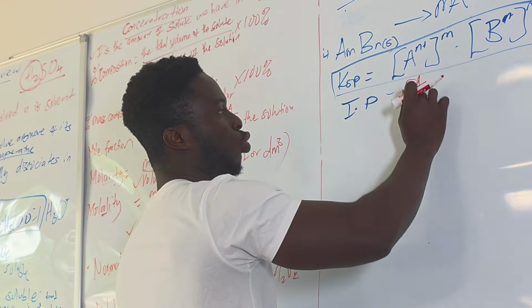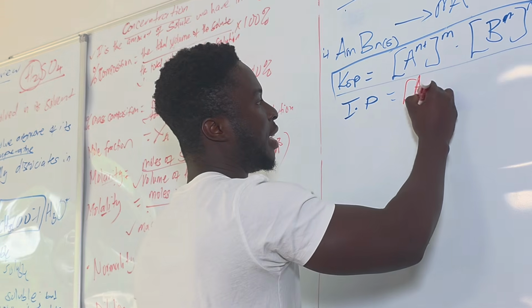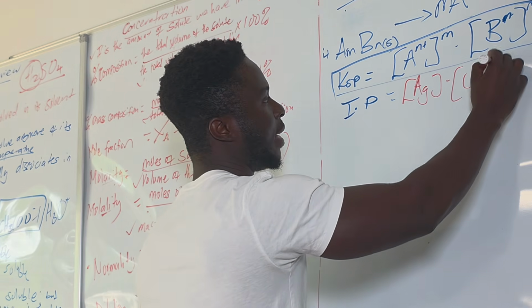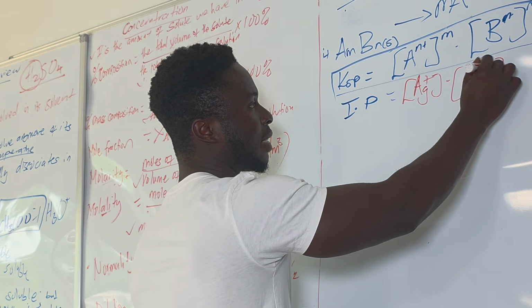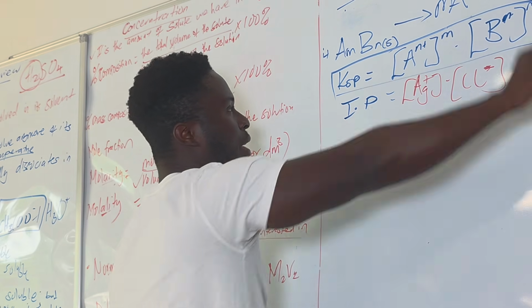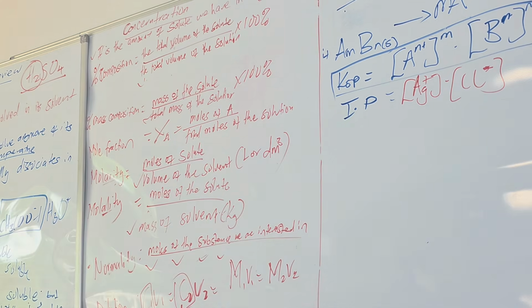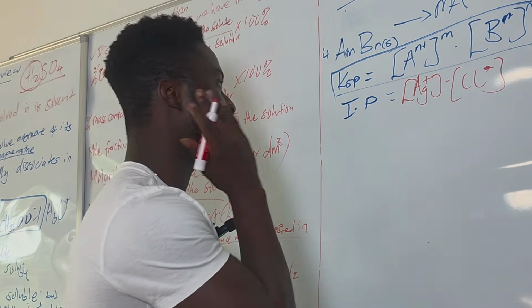So let's say we want to write the Ksp for silver chloride. It is going to be Ag+ times Cl- over here. There is no exponent because it's 1 over here. Let me see if the silver chloride is right. Yes, that is how you want to write the equation of it.